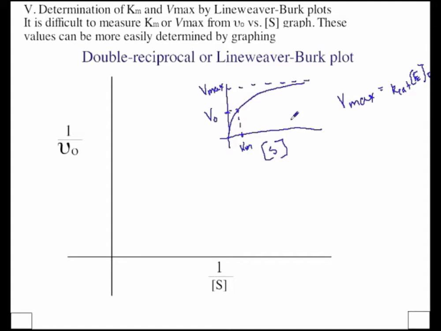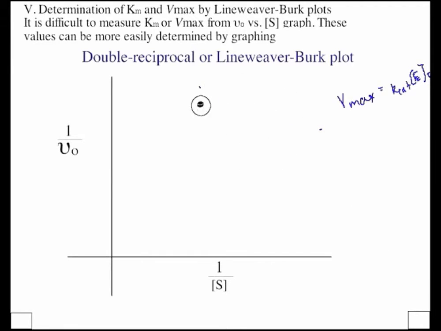So let's talk about some easier ways though of getting Vmax and Km, and then therefore making it easier to get Kcat. The first method that's a bit easier is termed the double reciprocal plot, or also known as the Lineweaver-Burk plot. Well, let's go ahead and look at that.